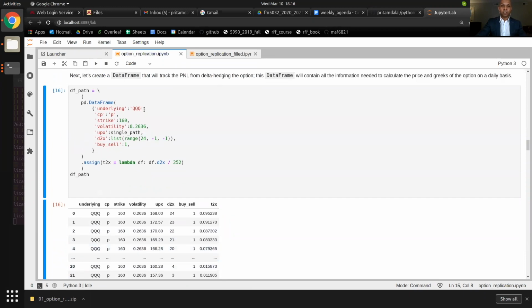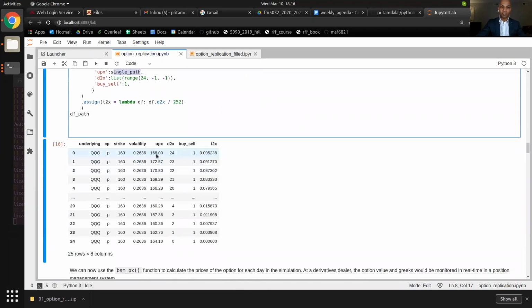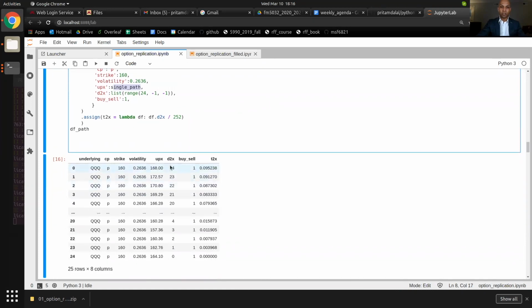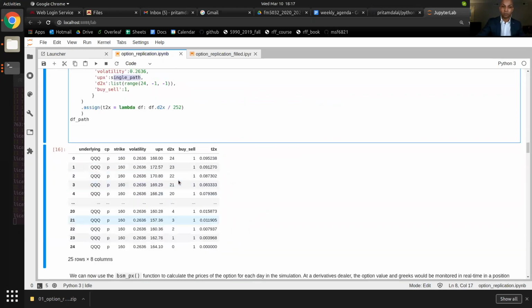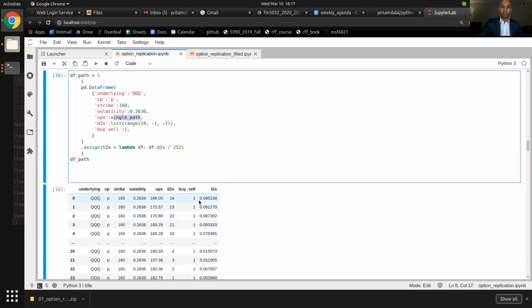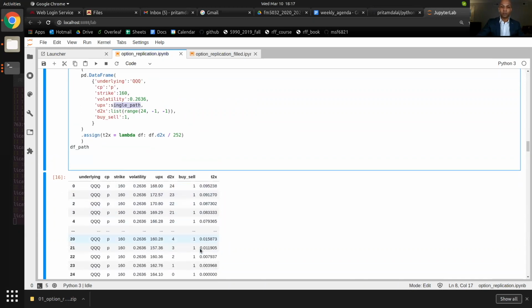As you can see here, the underlying is QQQ, it's a put 160. The pricing volatility is 26.36, 26%. Here's the price path. This is where we put in the price path, 168 all the way down to 164.10. Days to maturity ranges from 24 all the way down to 0. I put this buy sell here because we're going to reuse our code to do buys and sells, just to get it all in one place. And the time to maturity is just the days to maturity divided by 252.